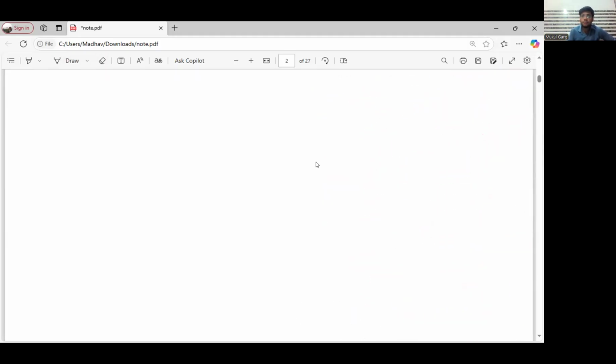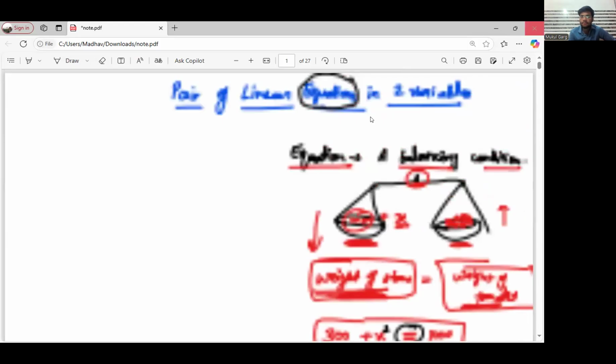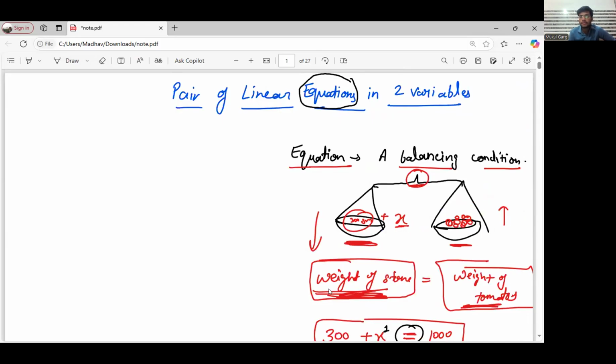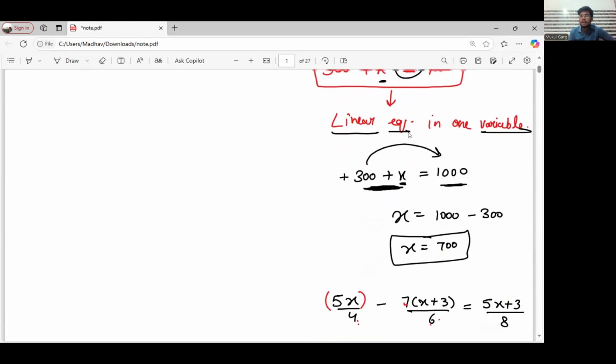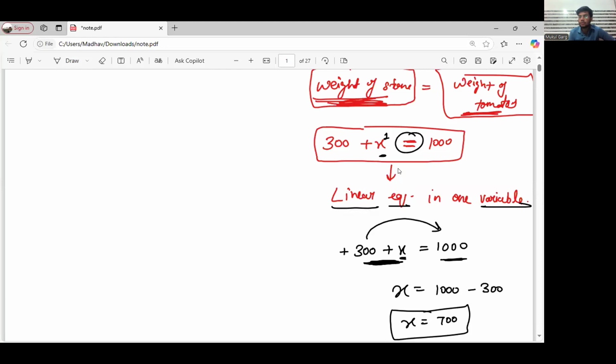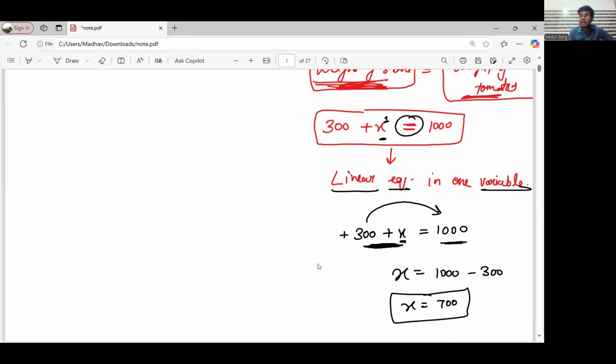Okay, so we are done with how to solve a linear equation. Now we are going to come to our main topic, that is pair of linear equations in two variables. Right now I told you why it is called a linear equation in one variable, because there is an equal to sign. Why is it linear? Because the degree of the equation is 1. And why one variable? Because there is only one variable involved, that is x. So that is why it is called a linear equation in one variable.